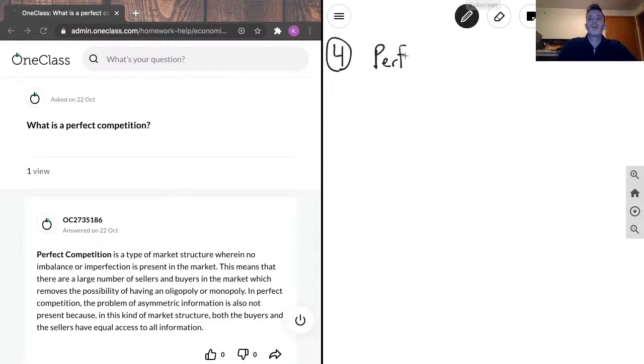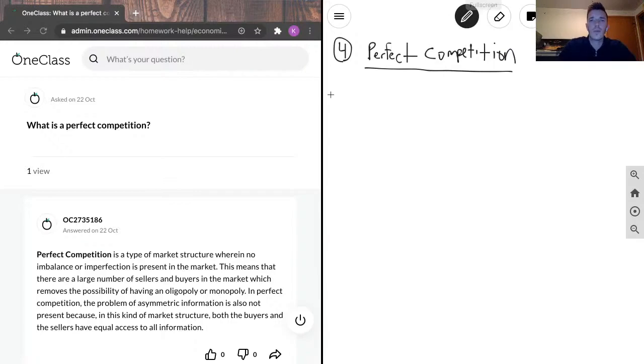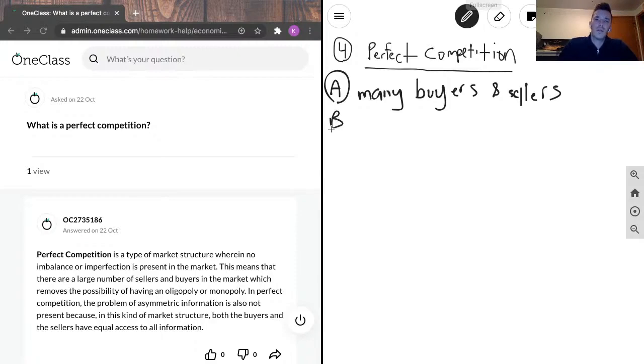So I'm going to say perfect competition. Let's move this up here because I know my face gets in the way. So a perfect competition is that there is going to be many buyers and many sellers, as our junior tutor mentioned there. Many buyers and sellers. There is going to be, and this is maybe the most important one, a homogeneous product.